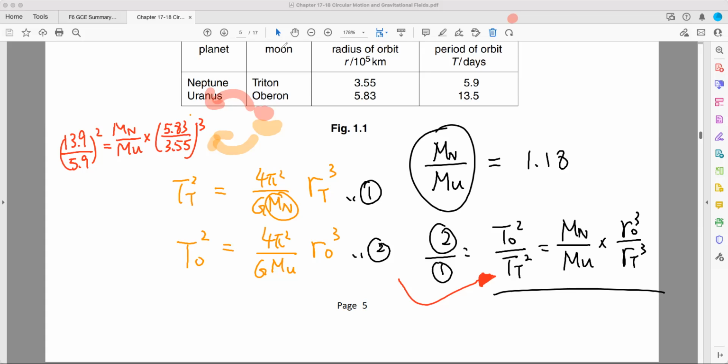I think some of you are just finding the MN and MU separately. Yeah, because it's easier. No, it's easier to do it by just using a ratio. Just use that, and by using this one, you can get the answer to be 1.18.